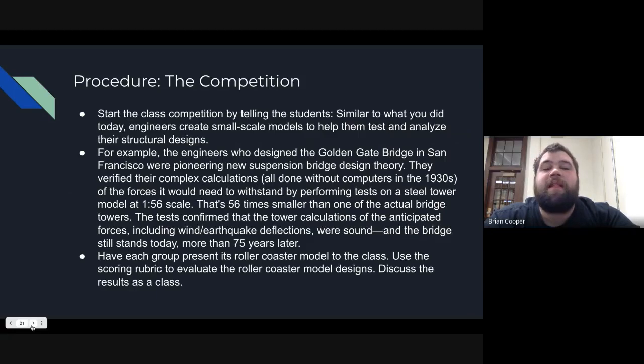The test confirmed that the tower calculations of the anticipated forces, including wind and earthquake deflections, were sound, and the bridge still stands today more than 75 years later. Have each group present its roller coaster model to the class. Use a scoring rubric to evaluate the roller coaster model designs. Then discuss the results as a class.